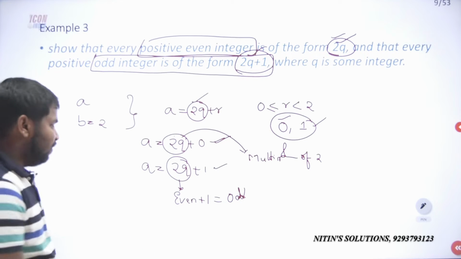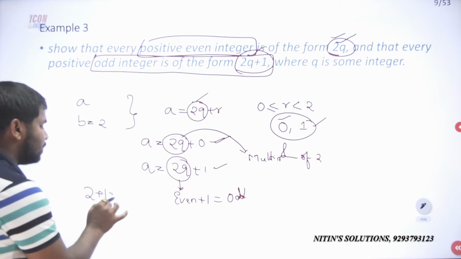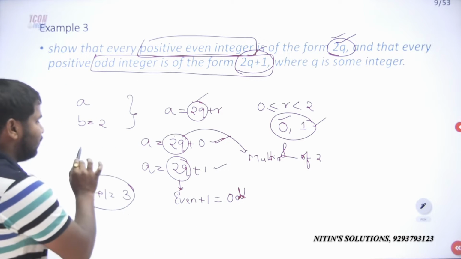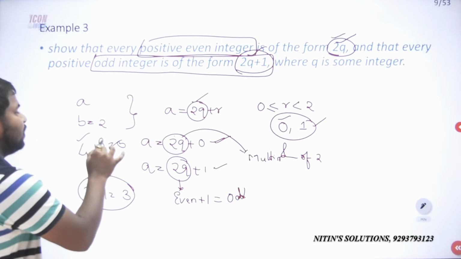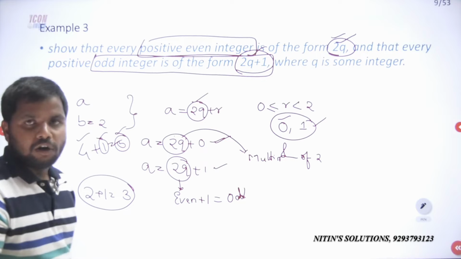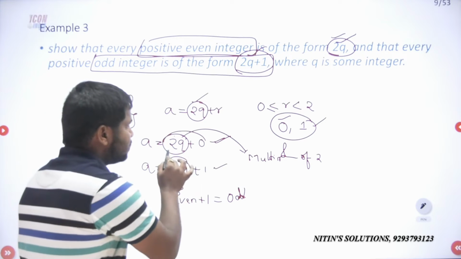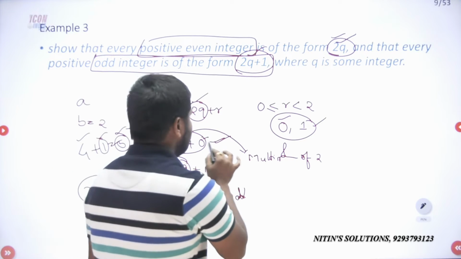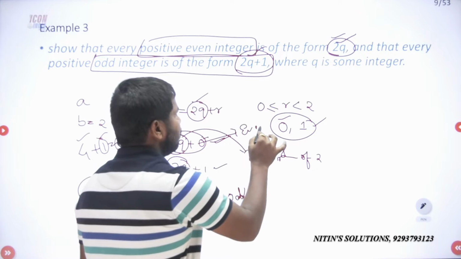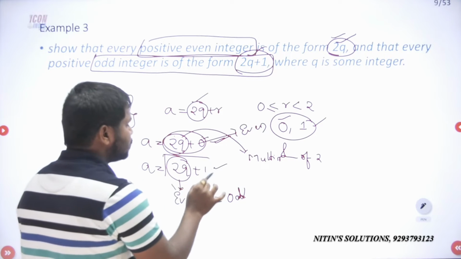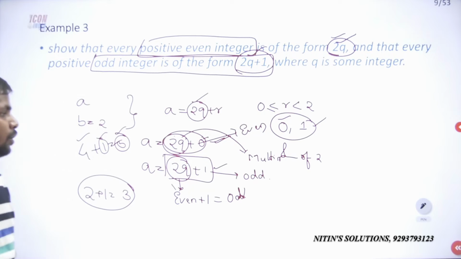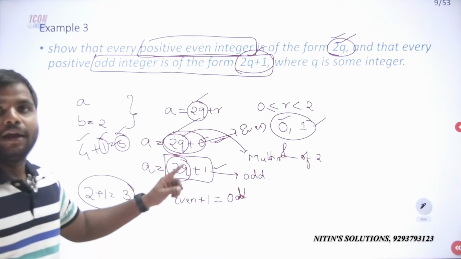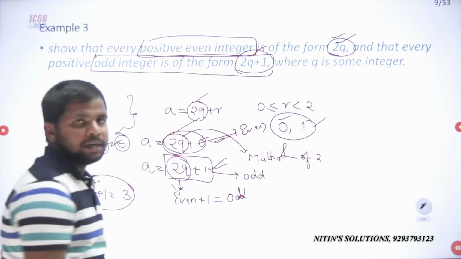If I take the number 2 and add 1, what happens? 2 plus 1 is equal to 3. Yes or no? 4 plus 1 is equal to 5. So 4 is an even number, and if I add 1, obviously the result will be odd. So the number which is in the form of 2q is even, and the number which is in the form of 2q plus 1 is odd. Clear? So every positive even integer is in the form of 2q and every odd integer is in the form of 2q plus 1.